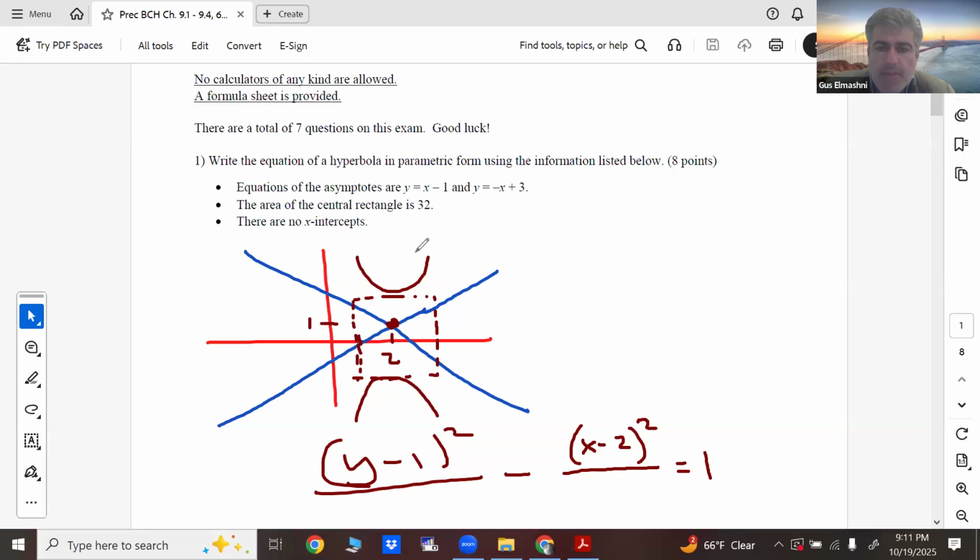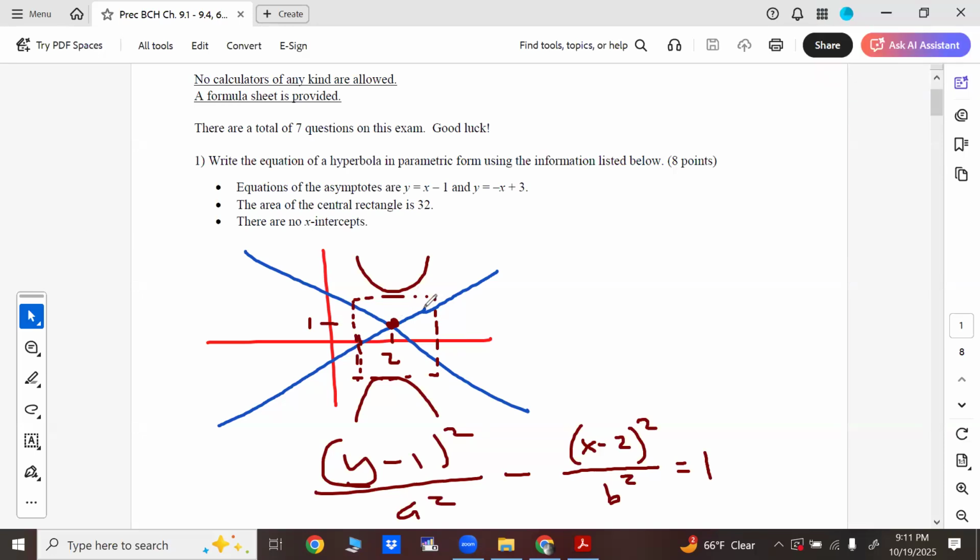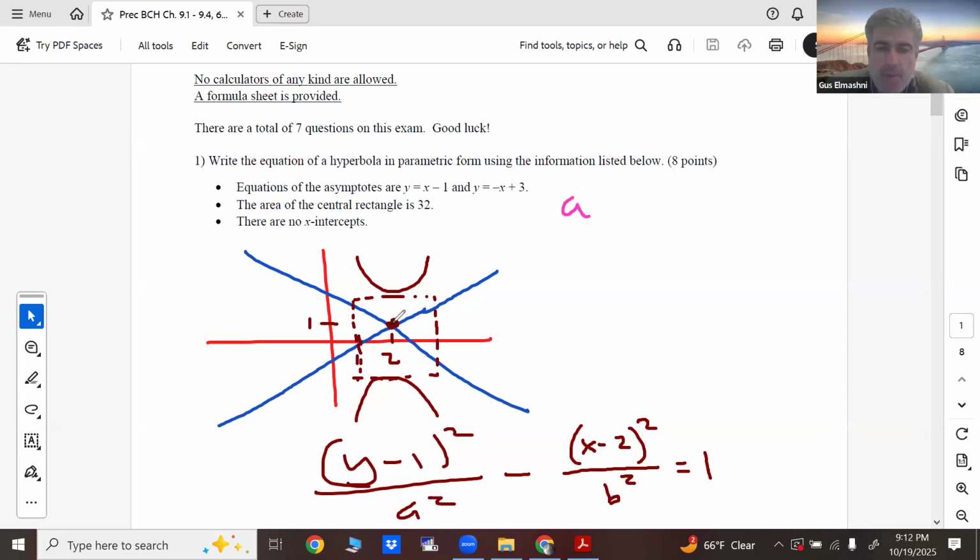Okay, so what do you think we should do next? Do we need A and B? What should I do next, guys? Anyone can chime in. Wouldn't A and B just both be root 32? Because both of the slopes of the asymptotes are... Well, we know A equals B, right? Because the slope is going to be A over B, going up and over, and obviously it's 1 or negative 1.